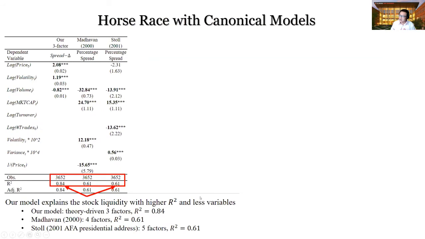Now let's compare with other models. There are 2 famous benchmarks. One is Madhavan's survey paper, and the other is Hans Stoll's presidential address, basically talking about cross-sectional variation in liquidity. Our model has 3 variables. Their model has 4 variables, slightly different. But our model in our sample period has a much larger R square.